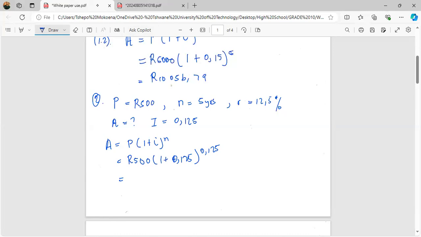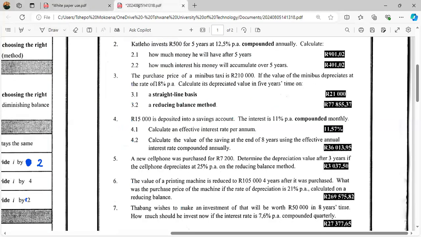And therefore, when you punch this on our calculator, we have 500 times (1 plus 0.125) to the power of, what am I doing? You can give me the answer if you have it. How much do you get there, guys? 507.42. Let's see if it is the same amount.